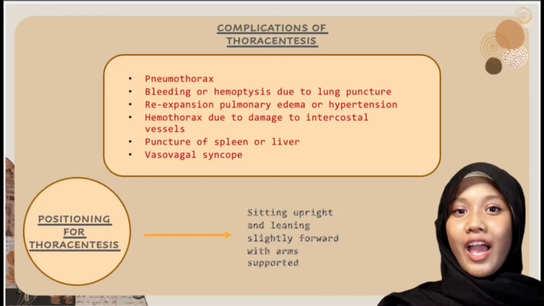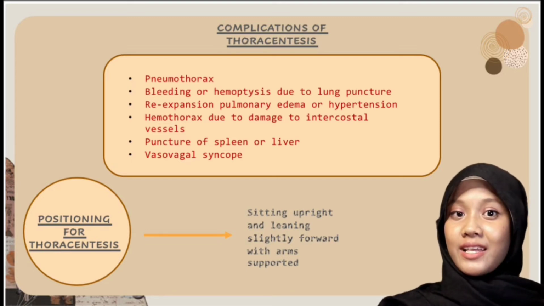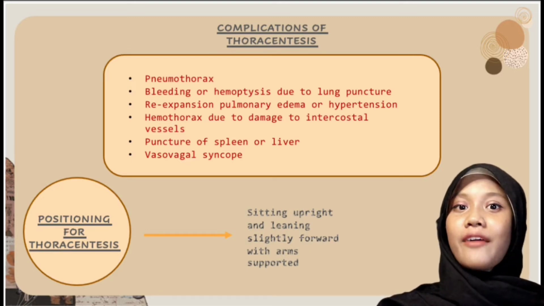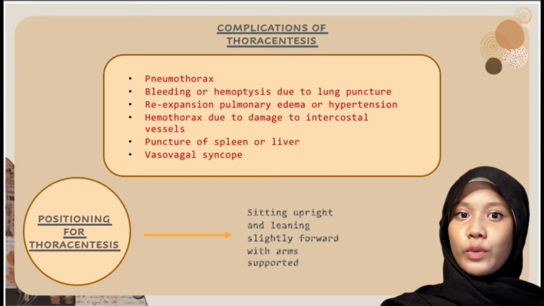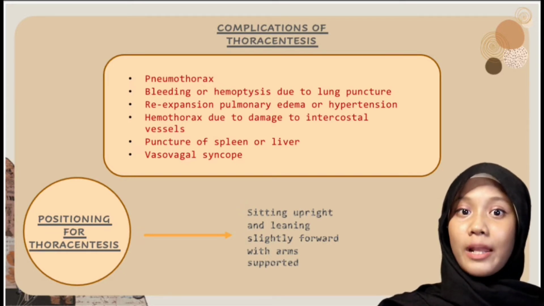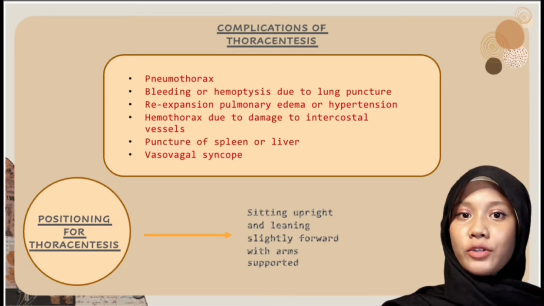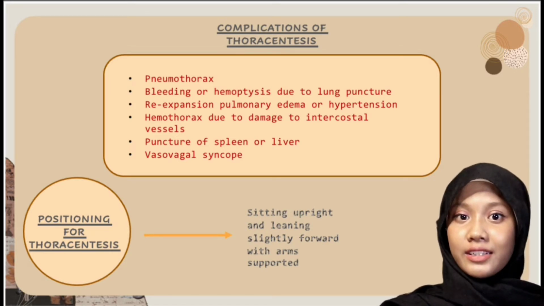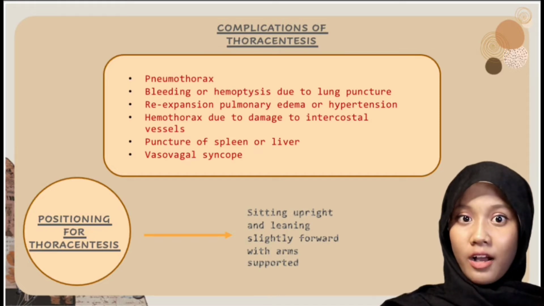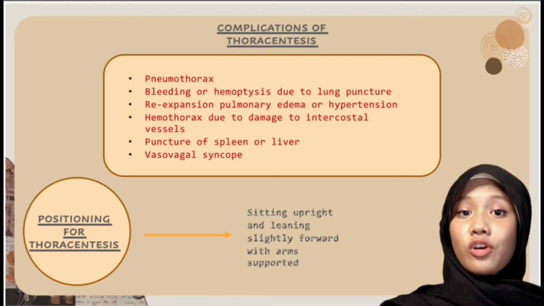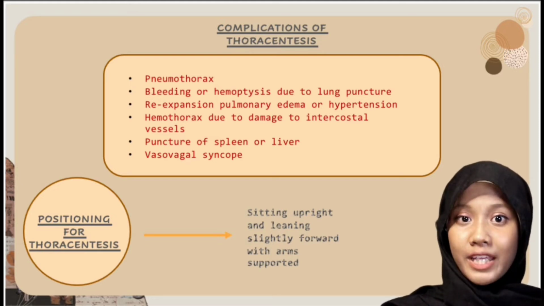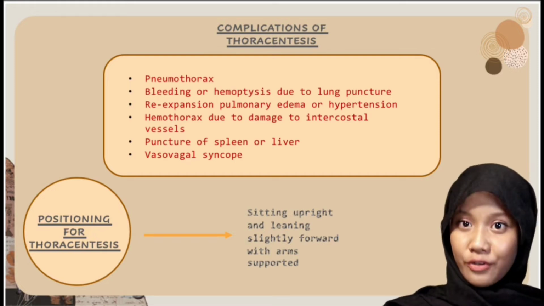As we all know, every procedure may have complications. Same with this, thoracentesis also has some complications. The major complications include pneumothorax, which we understand as a collapsed lung. Second, bleeding or hemolysis due to lung puncture. Third, re-expansion pulmonary edema or hypertension. Next, hemothorax due to damage to intercostal vessels. The last two complications are puncture of the spleen or liver and vasovagal syncope.